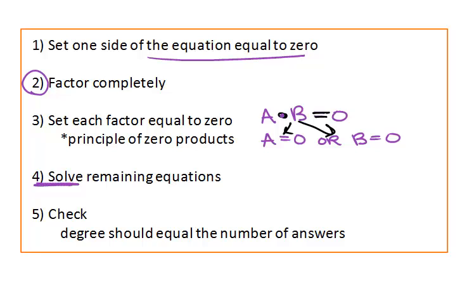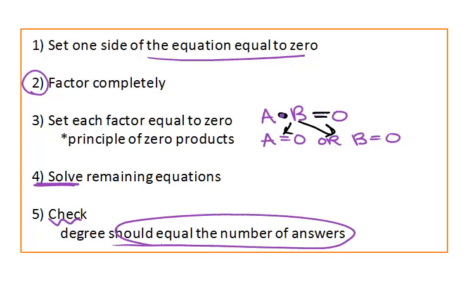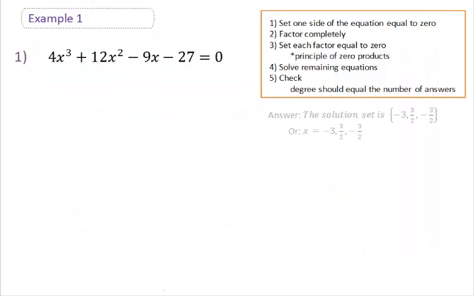After that, you solve what you have left at that point, and don't forget to check your answers, or at least check that you have the correct number of answers. Your degree, or your highest exponent on your polynomial, should be the exact same as the number of answers that you have. I have a couple examples here. My first example, 4x cubed plus 12x squared minus 9x minus 27 equal to 0. The steps are outlined for you at the top right-hand corner of your screen, and the answers are below that if you would like to pause the video and try this one on your own.